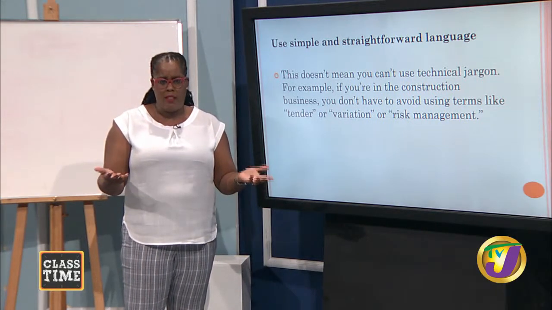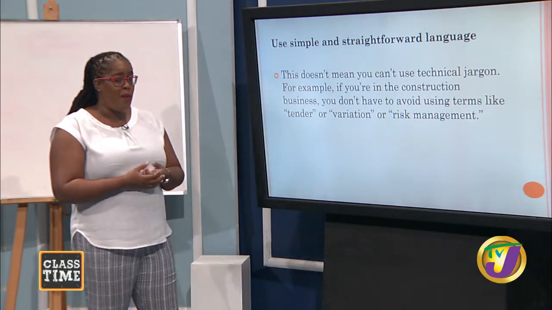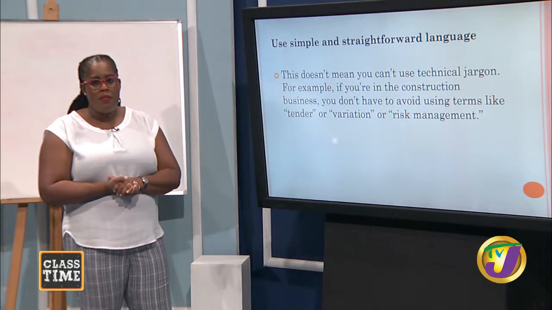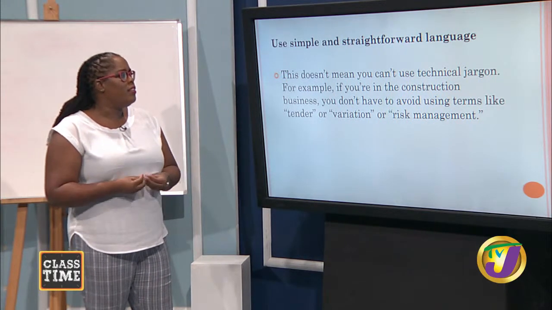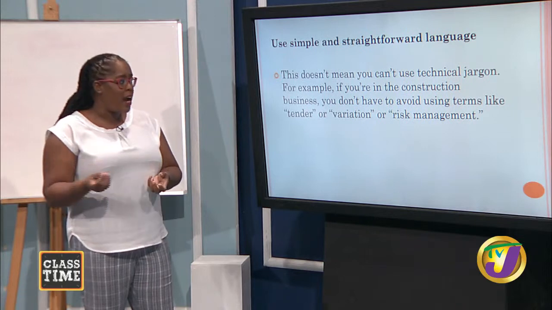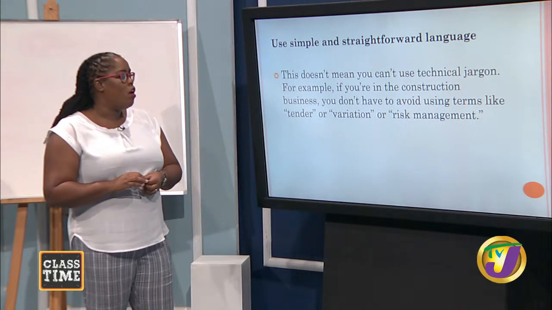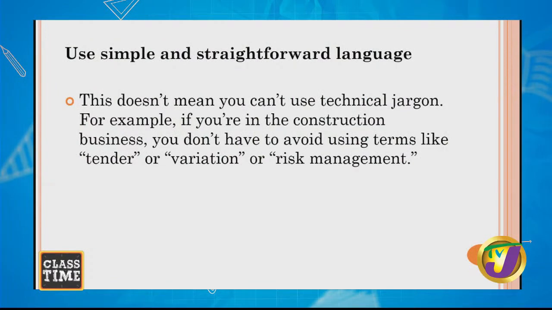It is not just that, right? But you are required to use simple and straightforward language. This doesn't mean you can't use technical jargon. For example, if you're in the construction business, you don't have to avoid using terms like tender or variation or risk management. Why? Because if you're working in the construction industry, persons that you're working with already know these jargons, right? So there would be no need for you to explain what these terms mean, right? So you would use jargons fitting to the profession.